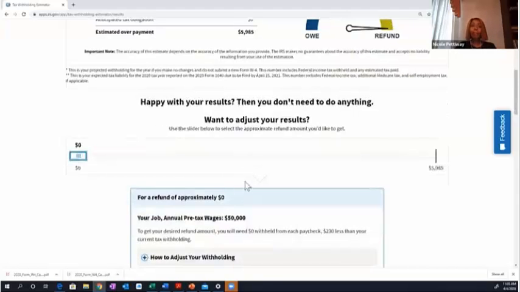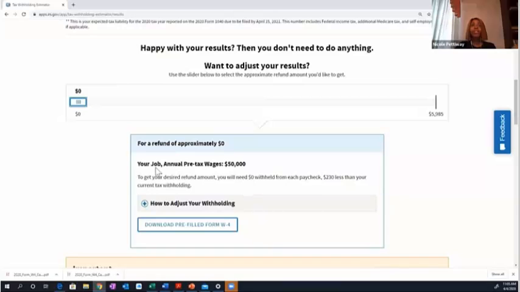And in this example, this person, it says, to get your desired refund amount, you will need zero withheld from each paycheck, $230 less than your current tax withholding. So what does this mean to her? This means that out of every paycheck, she's going to have $230 more in her paycheck, and she gets paid bi-weekly, so roughly $460 a month coming back into her household.